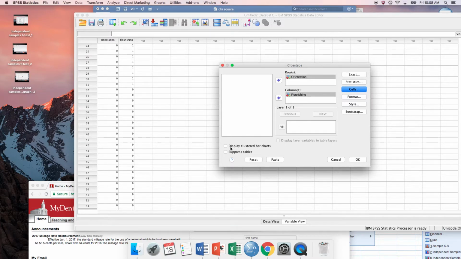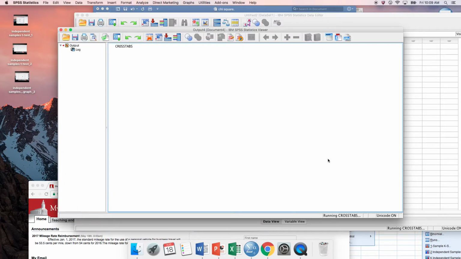And if we want to do two things at once, we can ask for the clustered bar charts to show up also in our output, so we don't have to make them in the bar chart creator separately. So just as a recap, we asked for the chi-square in statistics, we asked for percentages in the cells, and we also asked to display clustered bar charts. So let's take a look at what we see.